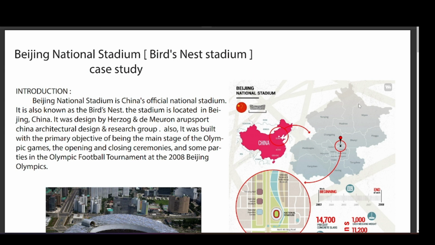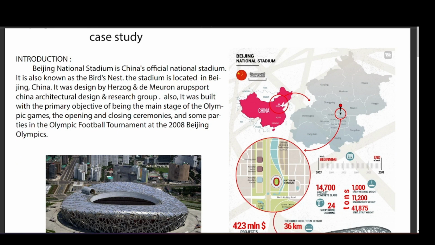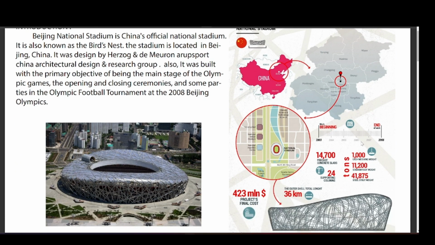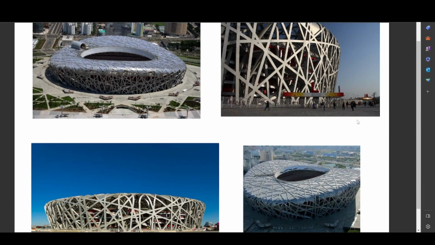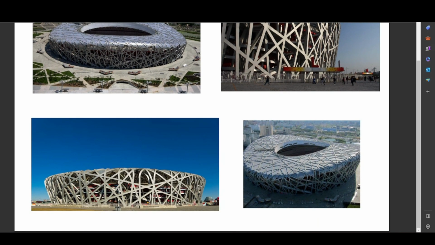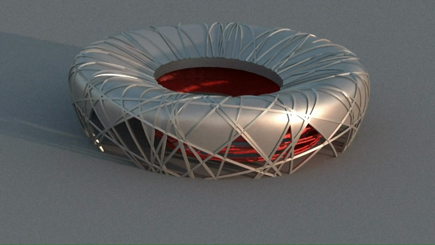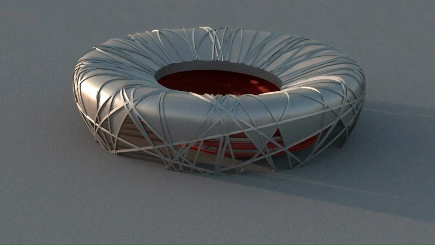It was designed by Herzog & de Meuron, Arab Sport China Architectural Design and a research group. Also, it was built with the primary objective of being the main stage of the Olympic Games. The concept or the inspiration of this project was the bird's nest. And this is the final model that we will explain in this video.